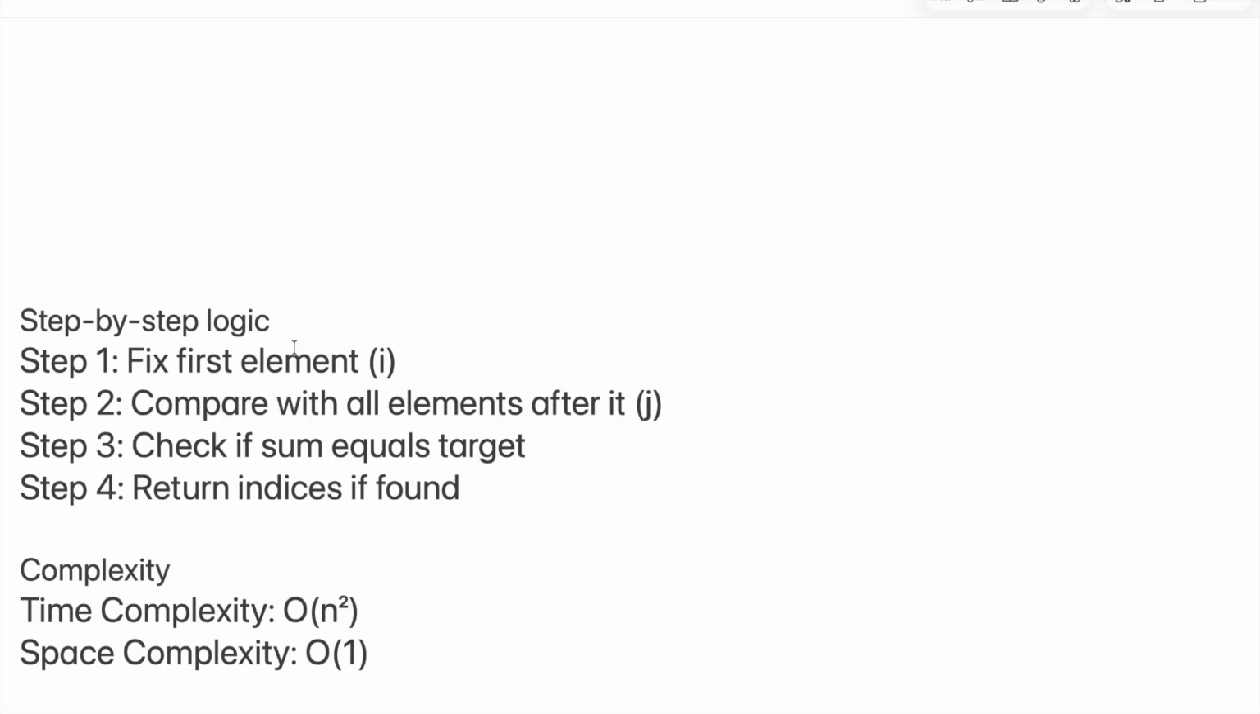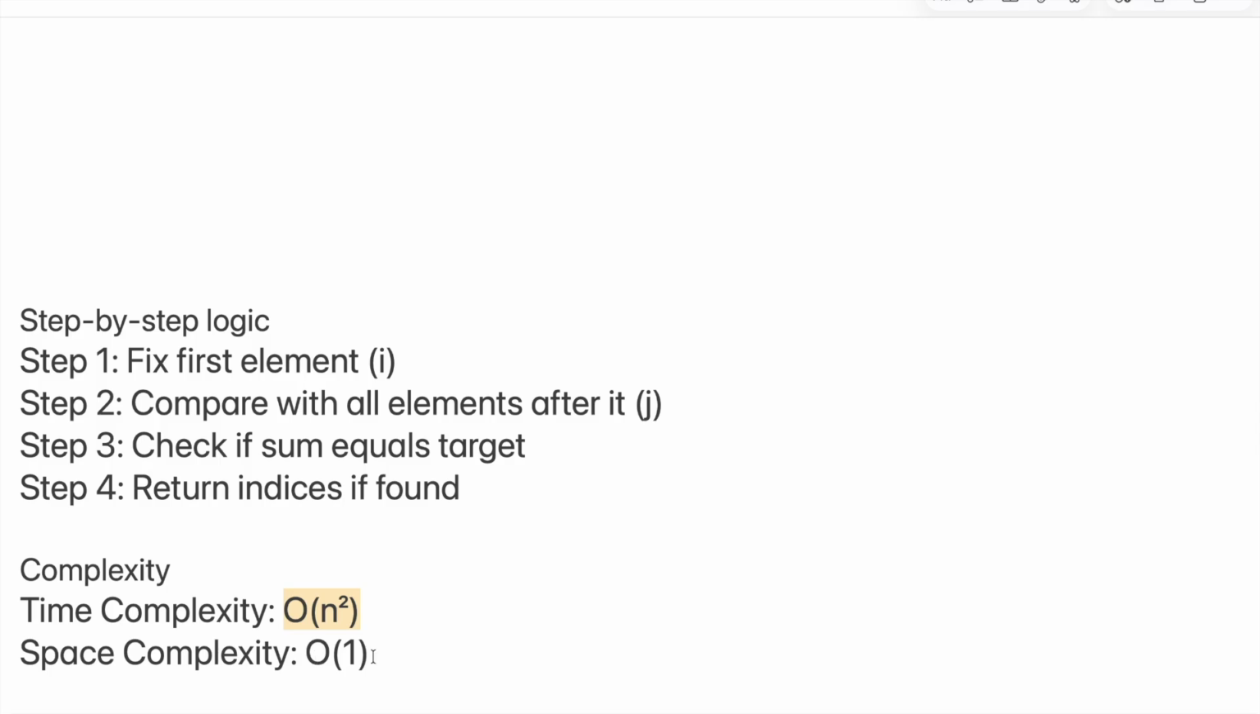This approach uses two nested loops to explore all possible pairs. I start the second loop from the next index to avoid using the same element twice and to prevent duplicate checks. The time complexity is O(n²), as we are using two loops to explore all the possible pairs, and the space complexity remains O(1).